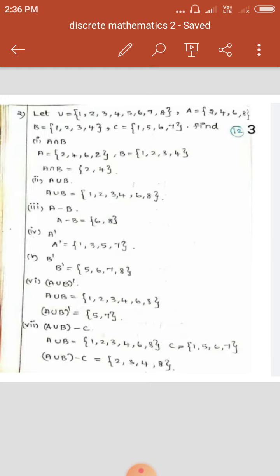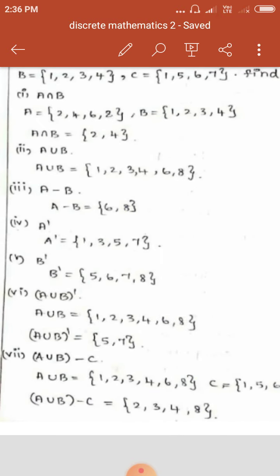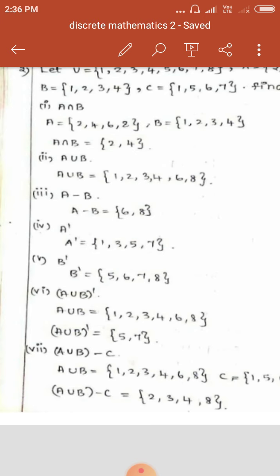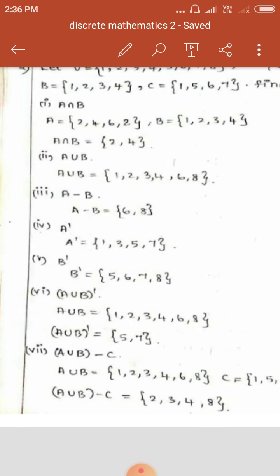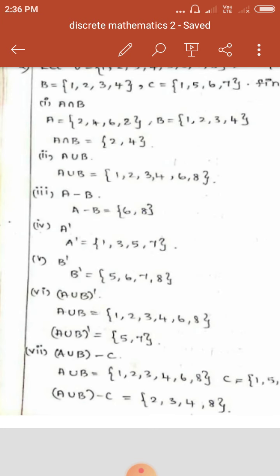And A difference B. A difference B is nothing but compare the sets A and B and cancel the common terms in A alone. In A and B, which terms are common? 2 and 4 are common, so just cancel 2 and 4. What are the remaining terms? 6 and 8.